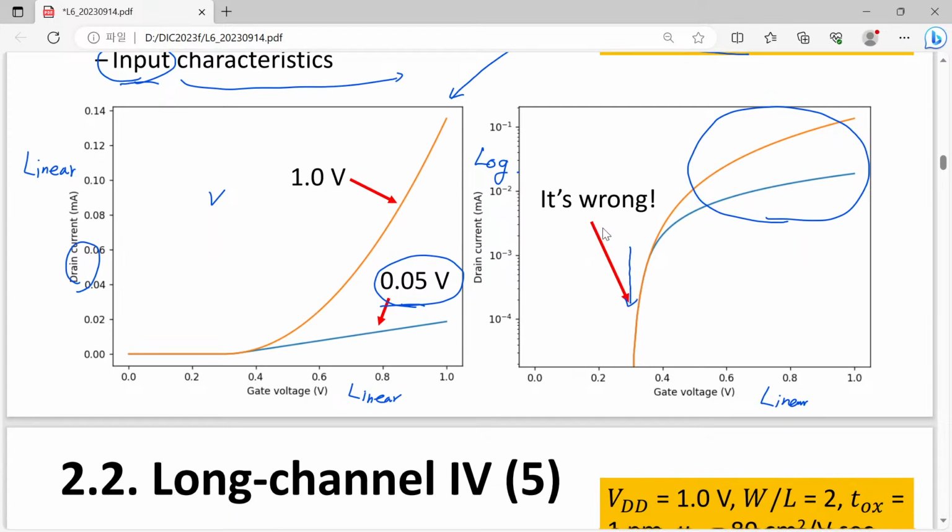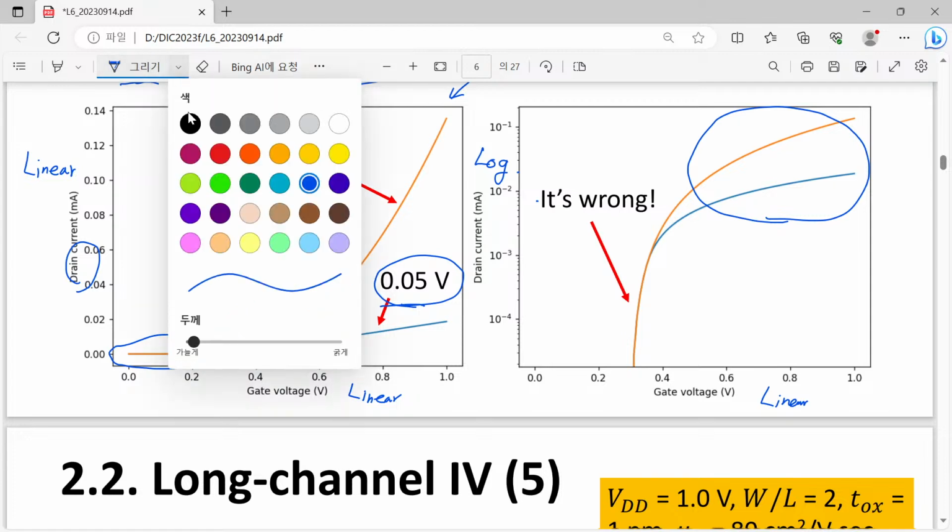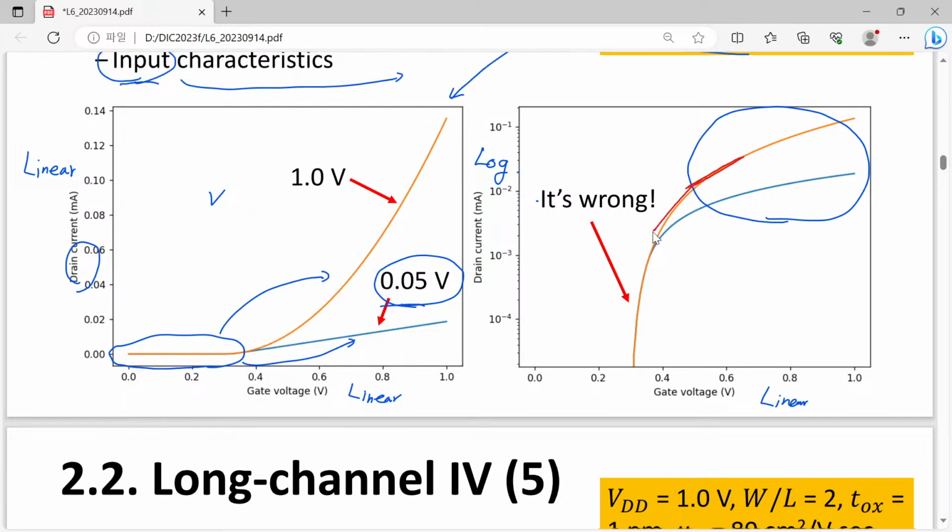But as I stressed here, this is completely low. In the linear scale it's okay because it is much smaller than the other currents observed in this case. However, this is really completely low. So what is the realistic one? In the realistic case, the graph should be drawn like this. This part is okay. However, sorry about that, we have to have something like this.